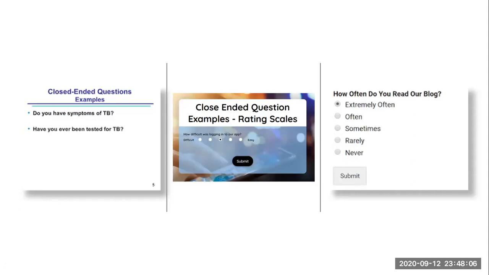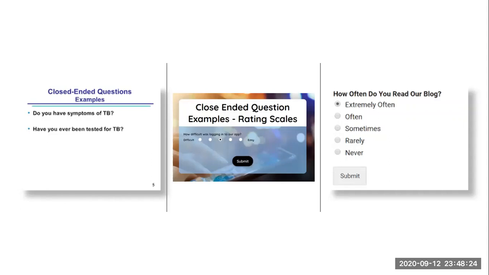Have you ever been tested for any TB or COVID-19 or any other disease? Have you ever been tested for it? Again, yes or no. There's not much to explain. Only two possible answers.